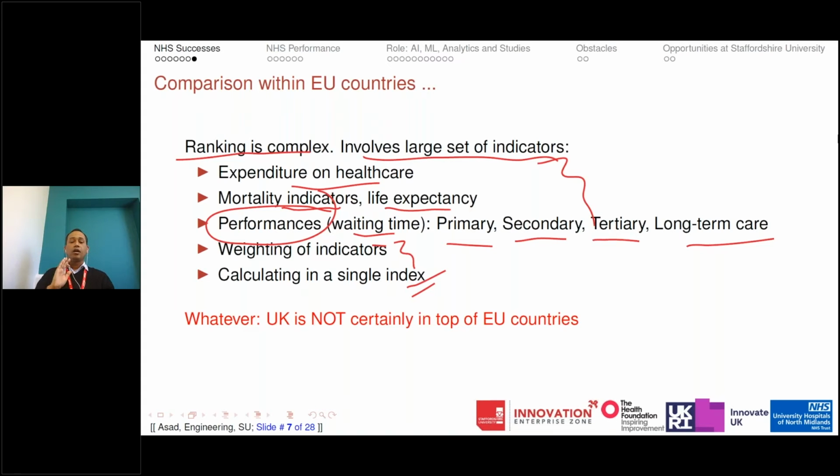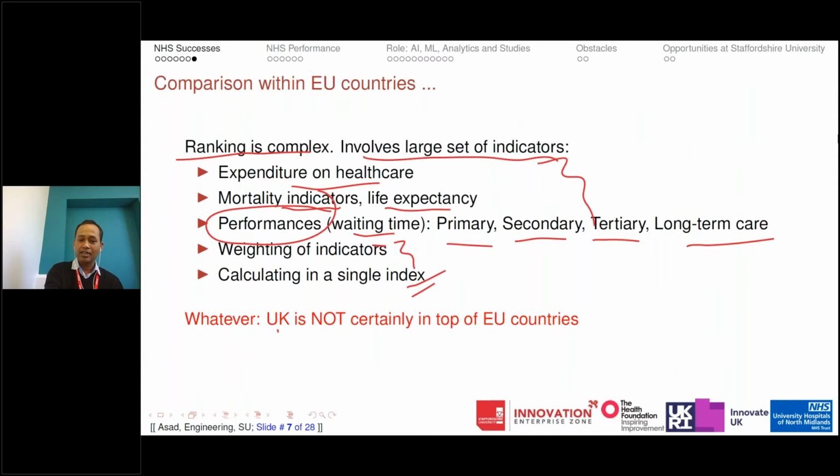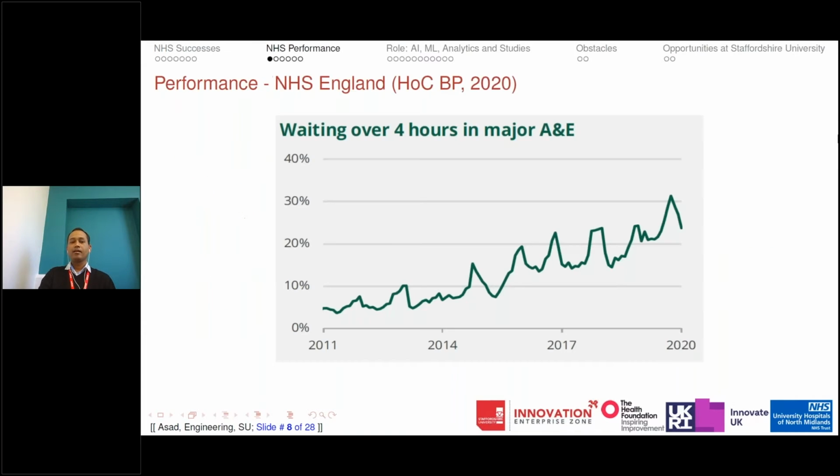So my point is, whatever it is, the UK shouldn't be here. UK should sit somewhere in the top 5 or 6. Whatever ranking you talk about, we would love to see the UK within the top 5. Right? Now let's have a look at the performance of the NHS over the last 10 years or so.